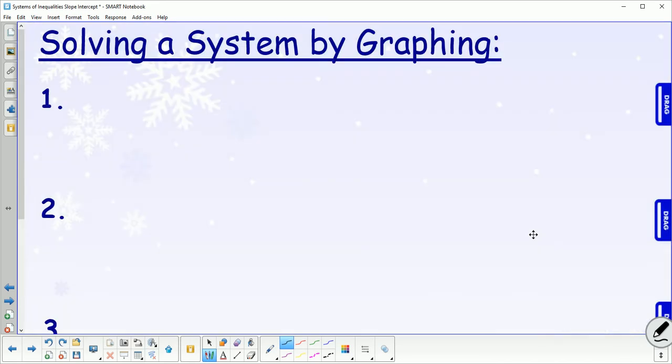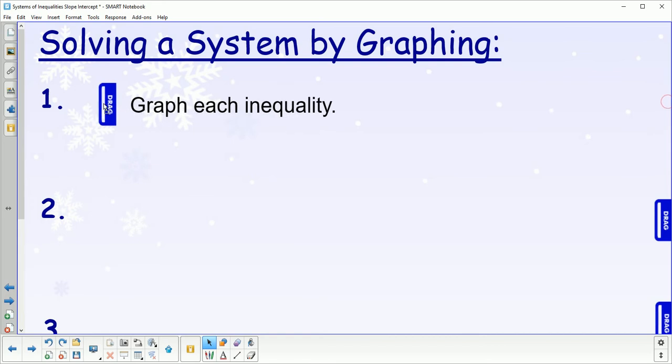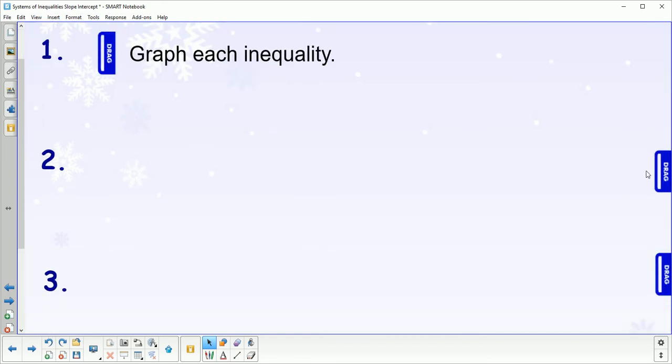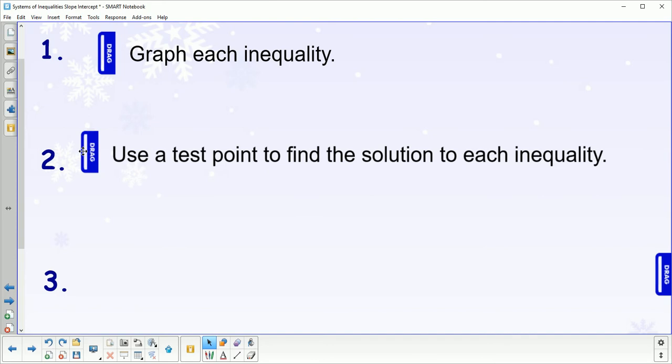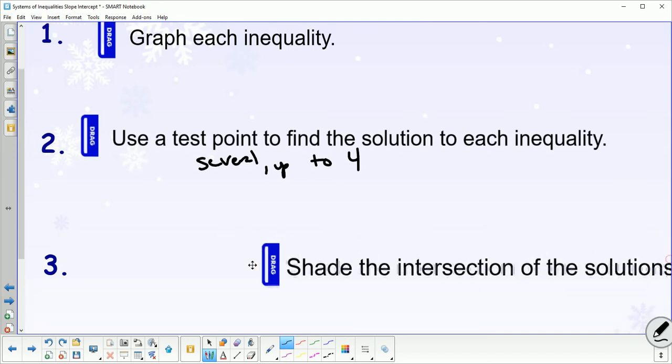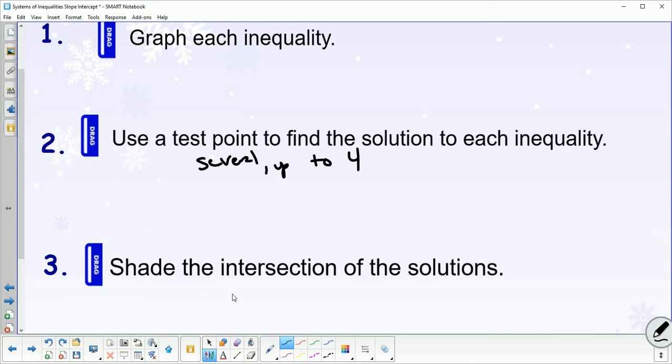Okay, so to graph or solve a system of inequalities, you're going to start by graphing each inequality. Then we're going to need to use a test point, and a lot of times we'll need to use several test points, it could be up to 4, to find a solution to each inequality. What we're going to do then is look and say, where do our two shadings intersect? And we want to shade where they are both true statements.